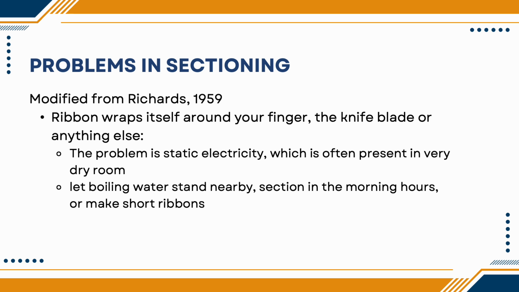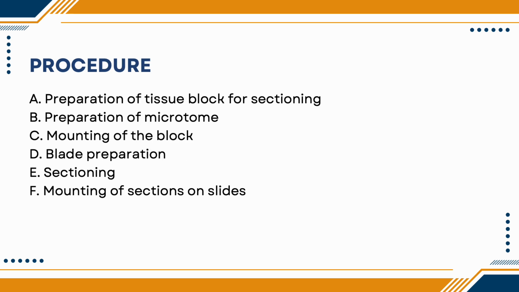The ribbon wraps itself around your finger, the knife blade, or anything else. So the problem is static electricity, which is often present in very dry rooms. Knowing that this is present in dry rooms, simply hydrate the room. Paano? Let boiling water stand nearby and section in the morning hours, or just make short ribbons. This is to maintain humidity, which can be helpful in certain conditions, especially when there is increased static electricity. So these are the general steps for microtomy or sectioning. For the complete reference for the procedure, just refer to the lab manual.